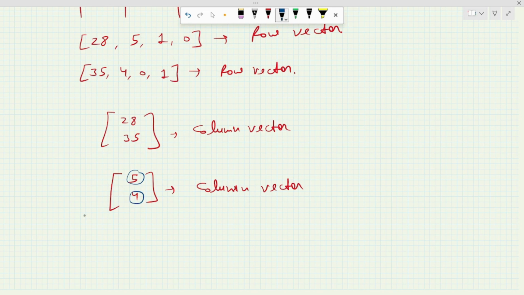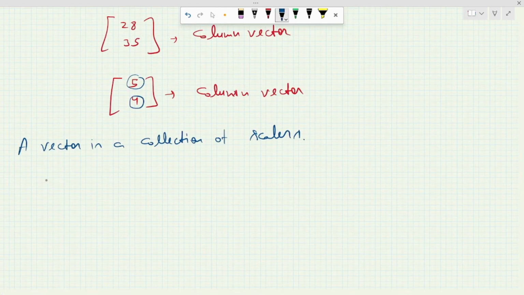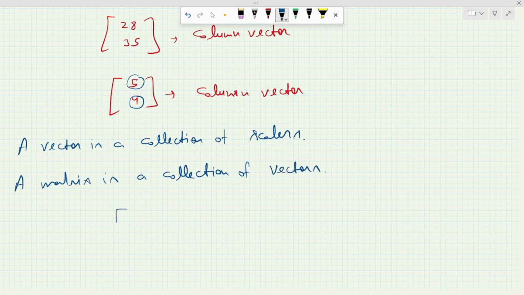So sometimes we say a vector is a combination or collection of scalars. Now, when we combine multiple vectors together, we get a row and column combination. So we get a matrix. A matrix is a collection of vectors. We can say that also. So multiple vectors we may have in a matrix.